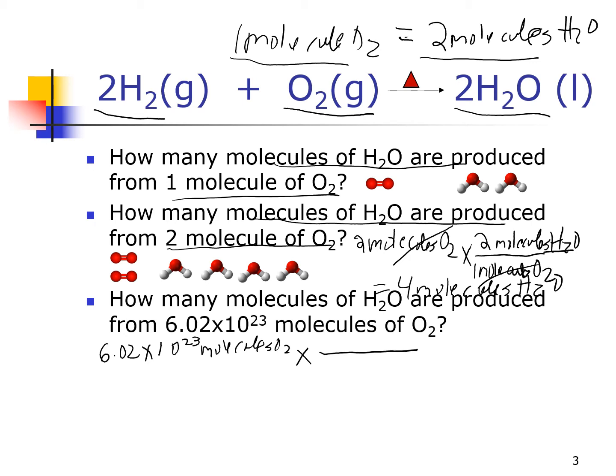And we can use the relationship between water and oxygen and say 2 molecules of water are produced from 1 molecule of oxygen. So again, it's going to be double the quantity that we're given. We can cancel the molecules of oxygen, and then we just have 2 times 6.02 times 10 to the 23rd, which would be 12.04 times 10 to the 23rd.